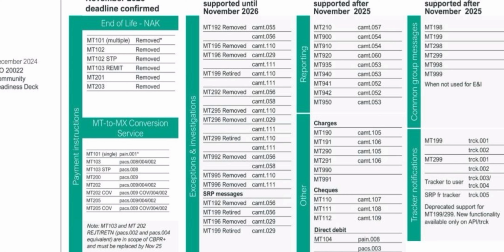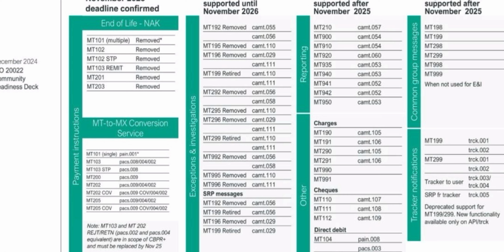MT195, which is a query message, is equivalent to your camt.110. MT196 is equivalent to the answers messages, which can be used either in camt.029 or camt.111. MT199 has been specifically used by the banks for two purposes. One is free format messages used to communicate on queries and answers, which can now be replaced by camt.110 or camt.111 for the answers. Now MT292 is equivalent to your camt.056 or 058.